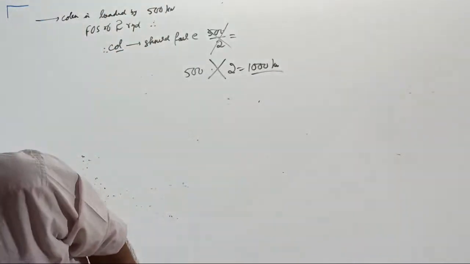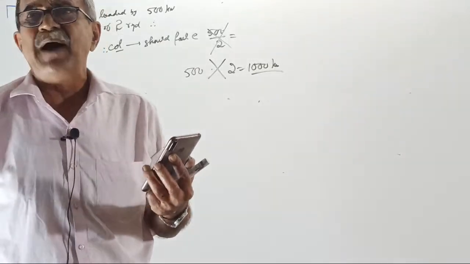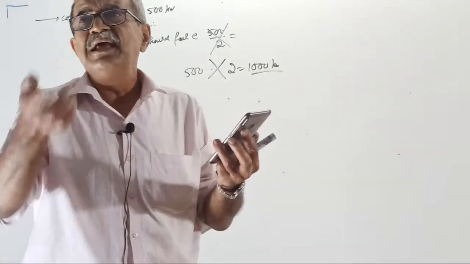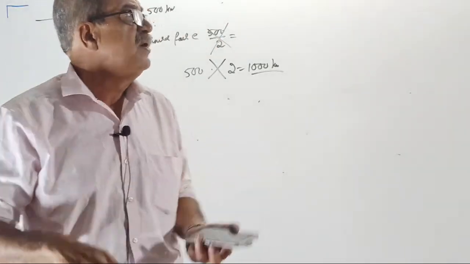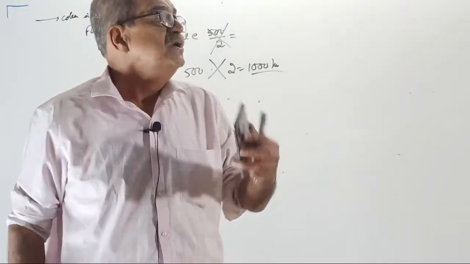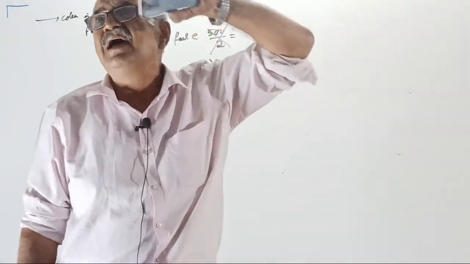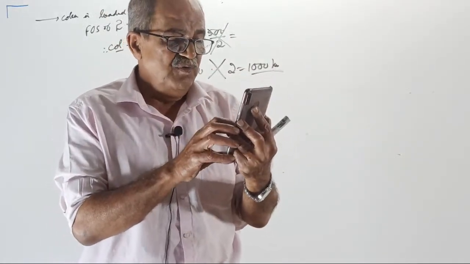Clear? You should correctly observe whether to multiply or divide by the factor of safety. If you are finding safe load from failure load, divide by factor of safety. Whereas if you know the load applied, you should see that the column will fail at a higher load. Fully clear?